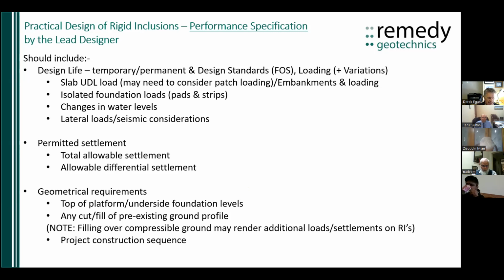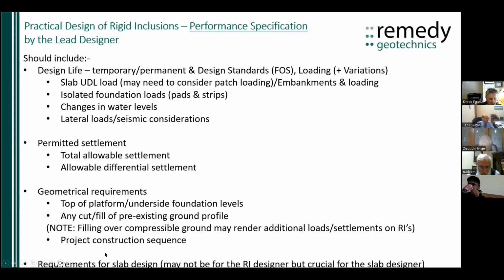And do bear in mind that if you've got compressible ground and the ground is filled up before the rigid inclusions are installed, you could be generating additional loads and settlements at the new ground surface and within the columns, compared to if you're just installing at natural ground level or excavated ground level. Construction sequence also needs to be known. So these are the sorts of things that need to be put in what I would call the performance specification upfront by the lead designer.